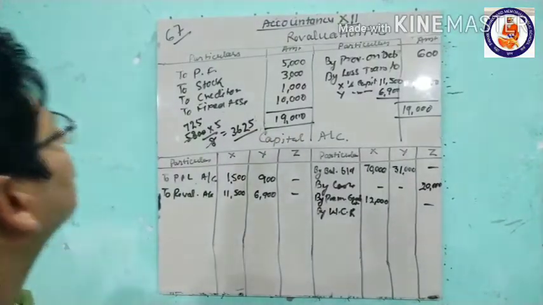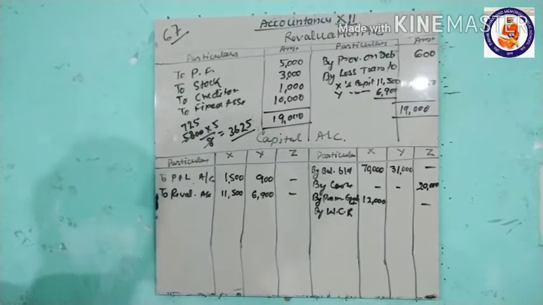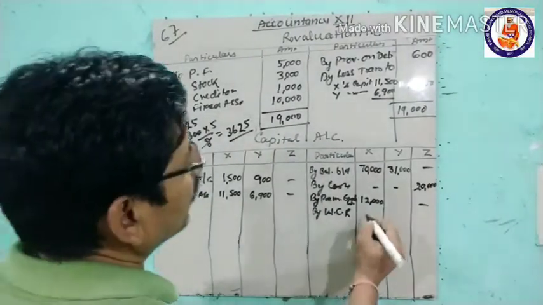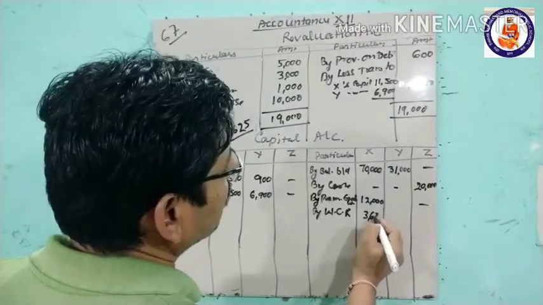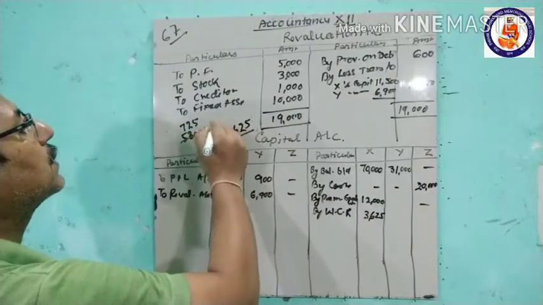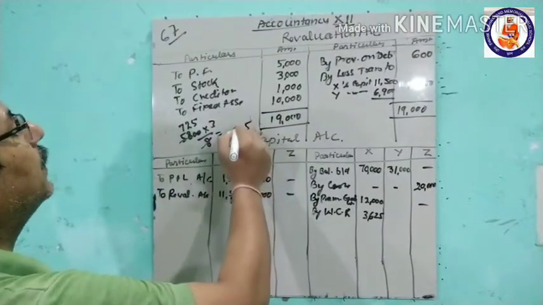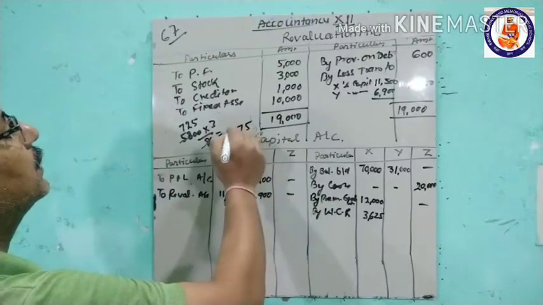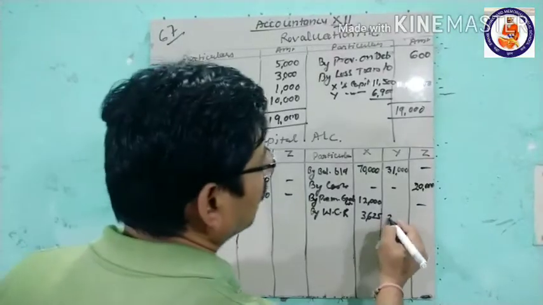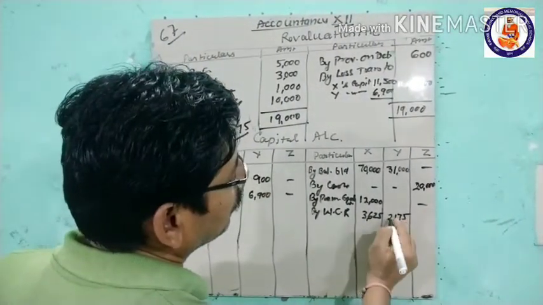So this is 3625. 3600. So workmen compensation will be divided. 3625 times 3 upon 8, so multiplied by this. 3 fives are 15, 3 twos are 6 and 7, 3 sevens are 21, 2175.